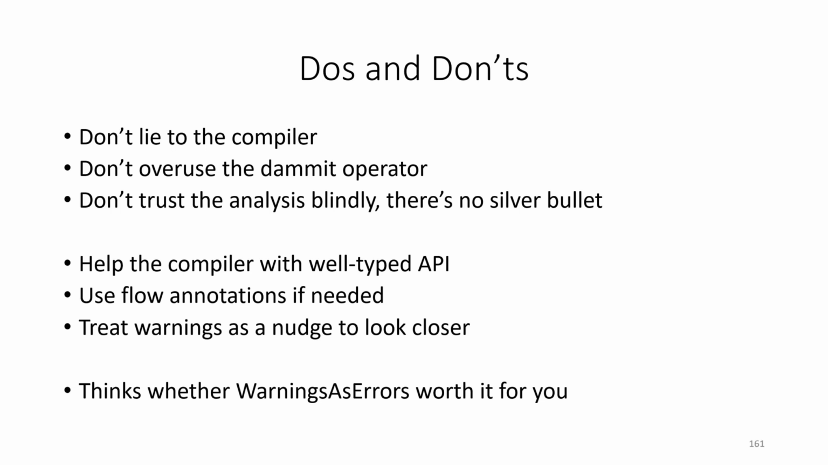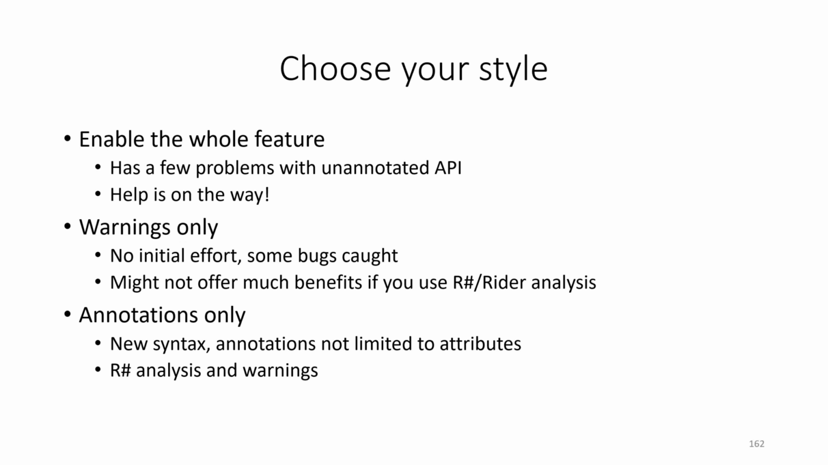And there are just some codes that could confuse the compiler. Simply, the warnings are worth it for you, because it could make your code a little too brittle, but it will definitely save you some time on checking some possible null reference warnings. And choose whether you want to enable the full feature. There will be just a few problems with unannotated API.